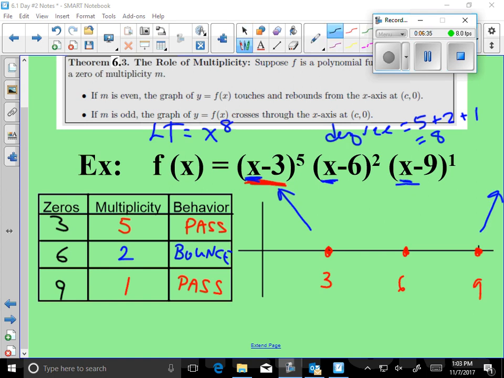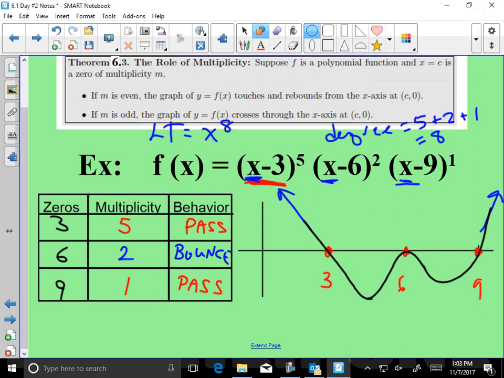All right, now let's talk multiplicity. It's going to pass through 3, it's going to pass through 9, and it's going to bounce off 6. So the intermediate value theorem tells me this. It's going to pass through 3, so it's going to be negative here. It's going to bounce off 6, and it's going to pass through 9. Is that perfect? I don't know. Is there some wiggle room with how far down your minimum values go? Yeah, there's a little bit of wiggle room. The things that are important and must be correct are such.